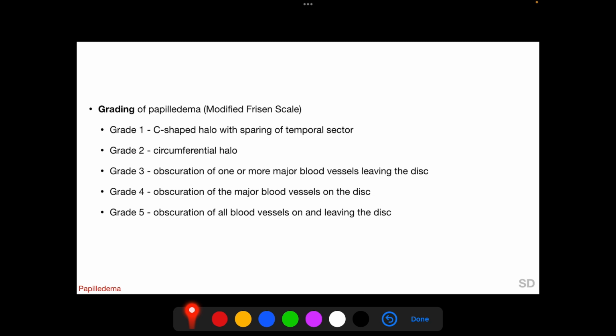Grading of papilledema by modified Friesen scale. Grade 1 is a C-shaped halo with sparing of the temporal sector. Grade 2 is a circumferential halo. Grade 3 is obscuration of one or more major blood vessels leaving the disc. Grade 4 is obscuration of major blood vessels on the disc, and grade 5 is obscuration of all blood vessels on and leaving the disc.